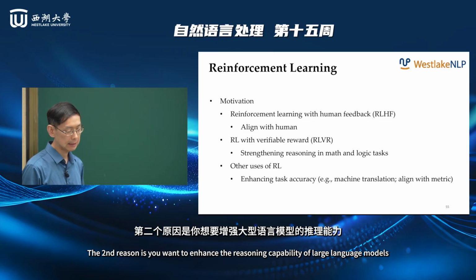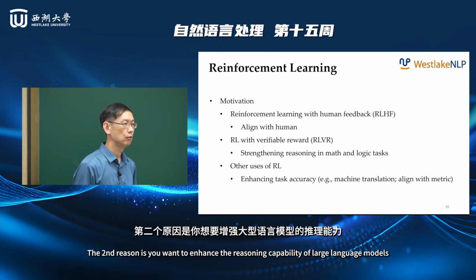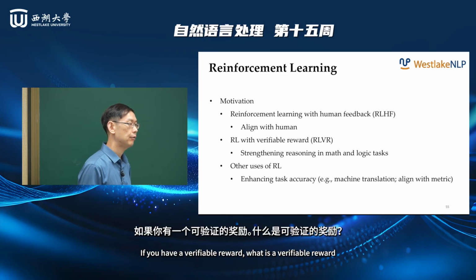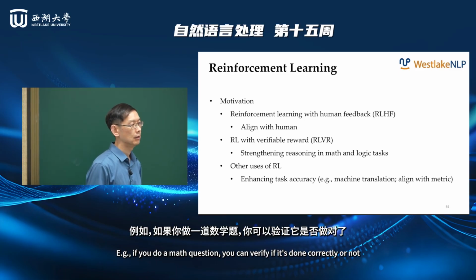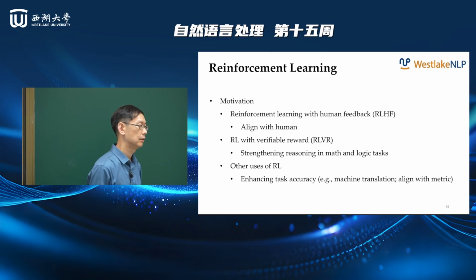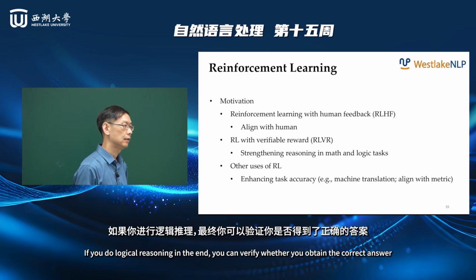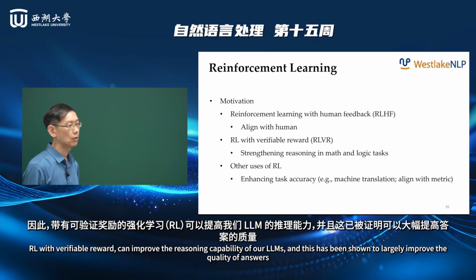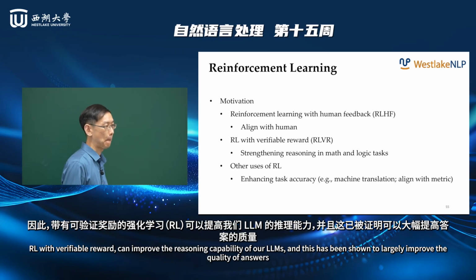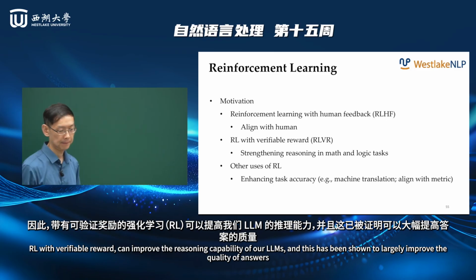The second reason is you want to enhance the reasoning capability of large language models. If you have a verifiable reward, what is a verifiable reward? For example, if you do a math question, you can verify if it's done correctly or not. If you do logical reasoning, in the end, you can verify whether you obtain the correct answer. So RL with verifiable reward can improve the reasoning capability of LLMs. And this has been shown to largely improve the quality of answers.